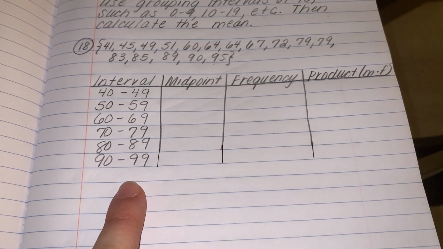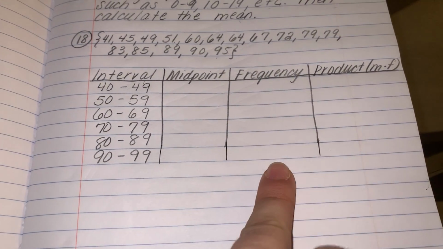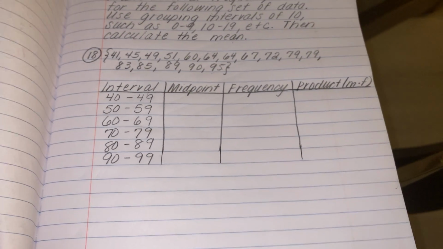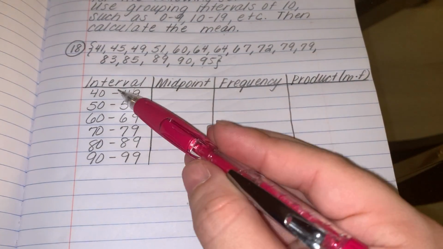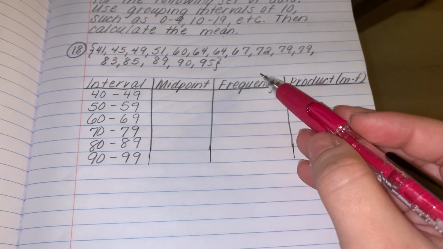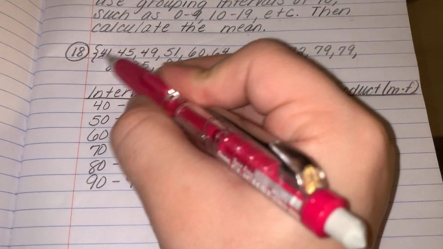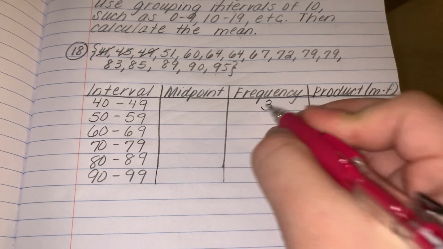Now, the frequency part is actually a lot easier than the midpoint. So let's actually do the frequency part first. Remember, frequency was kind of like what we did in part 1, which was basically saying how many numbers are in this range or in this interval. So let's see how many numbers are in my 40s. I got 1, 2, 3 numbers. So I'm going to put the number 3.